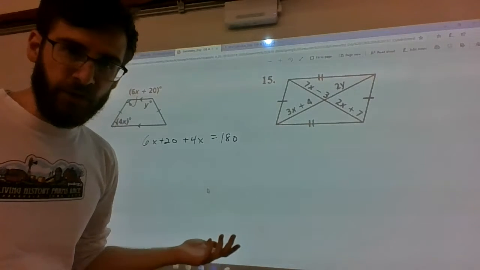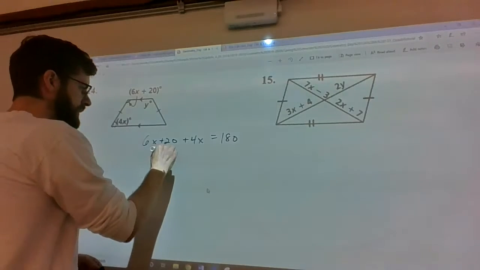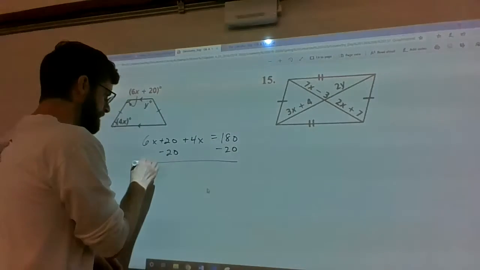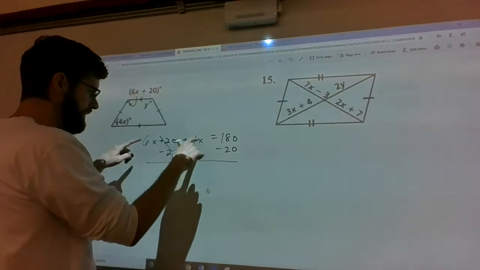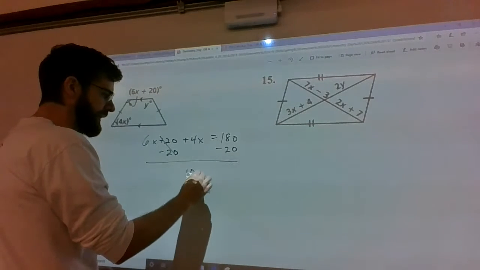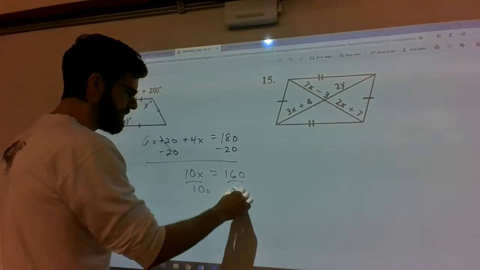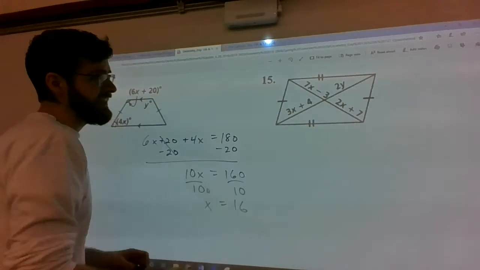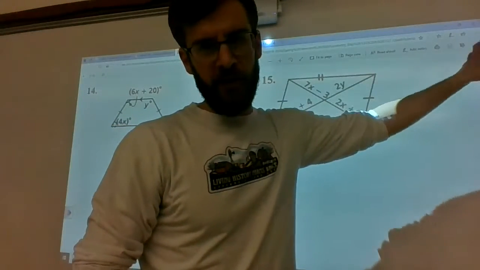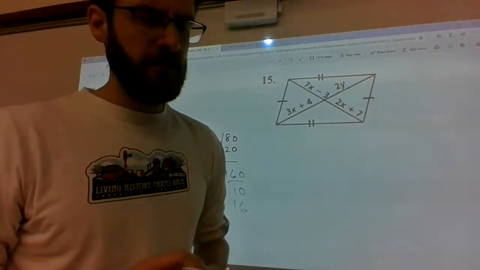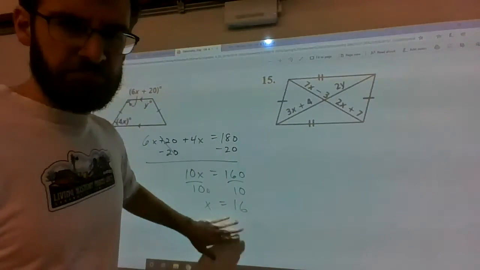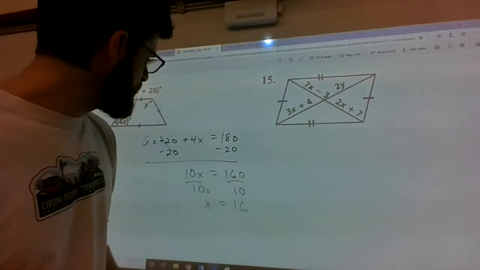So nothing really new about solving equations. Take away the 20 here. 6x plus 4x is 10x. 160, divide by 10, divide by 10. X equals 16. So I'd put x equals 16 over there, but again, I'm not going to mess with the document right now. You just put it over there when you're writing out these notes.